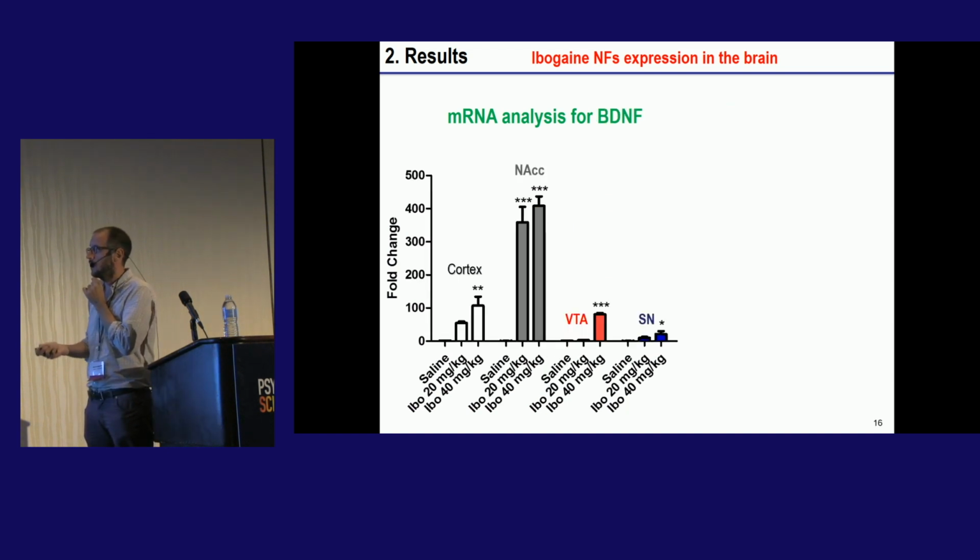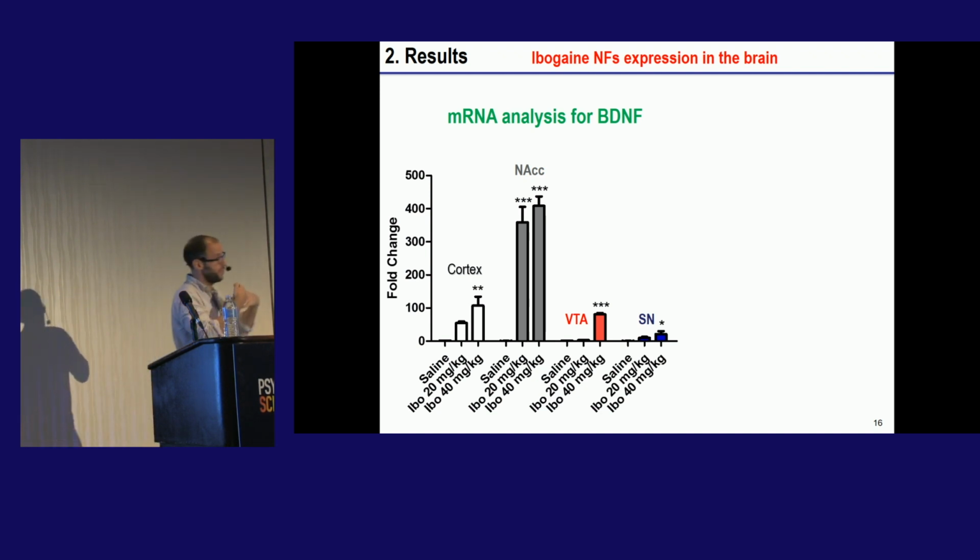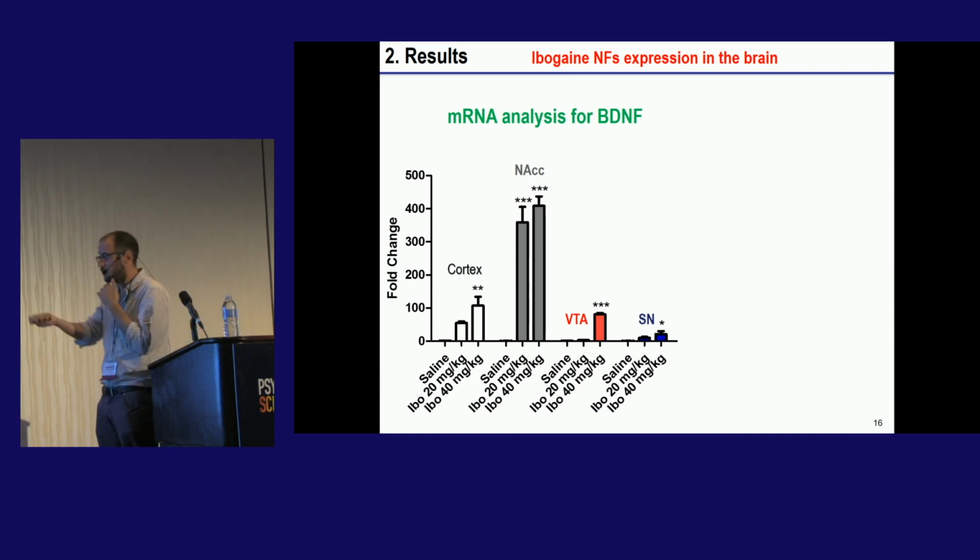So now what happens for BDNF? For BDNF, you see that the numbers are much higher than the GDNF. BDNF is sensitive to a lot of things, so this could be expected in some sort of way. It's very sensitive and sometimes gives specific expression patterns. But what we see here is a really huge amount in the nucleus accumbens.